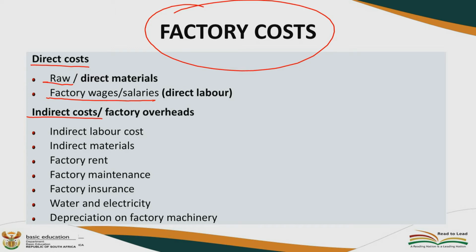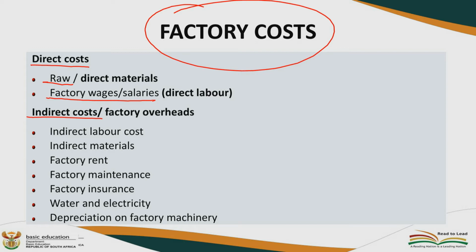Brilliant. I want us now to come to what we call indirect costs. Already you can tell from the name. These are costs which cannot be easily traced in the unit of production. Indirect costs or factory overheads. And in these you have things such as your indirect labor. This is the labor of the people working in the factory. However, these people are not working directly with the finished product. In other words, it is not touch labor.